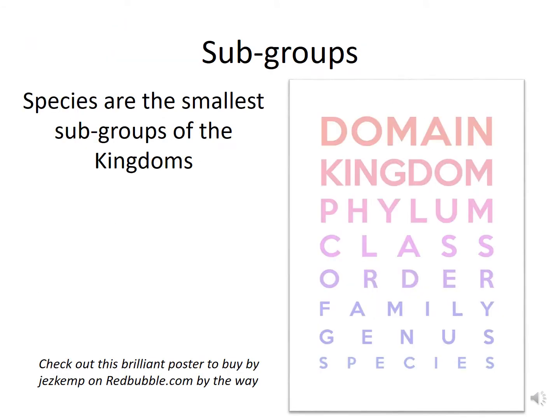There are subgroups to the kingdoms. We're going to talk about the domain theory of classification later. Kingdoms can be split into phylum, class, order, family, genus, and then species. We use the genus name and the species name in binomial classification. Binomial means 2 names.